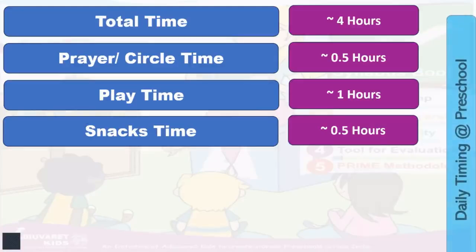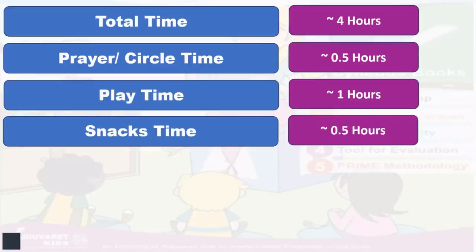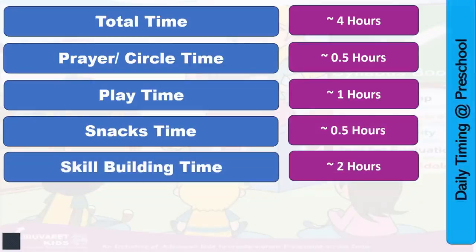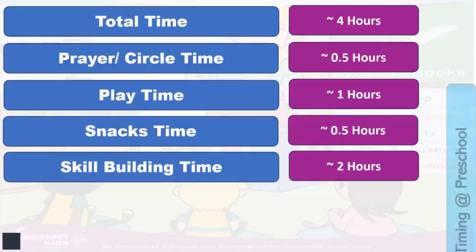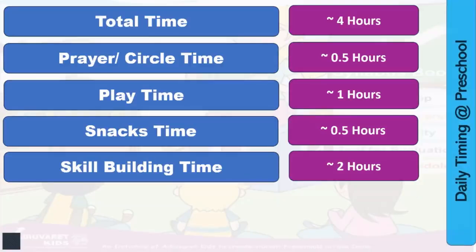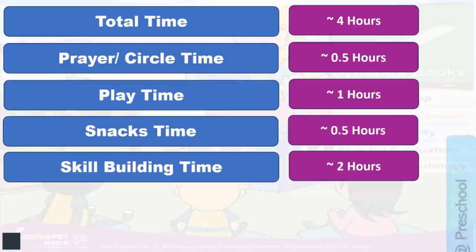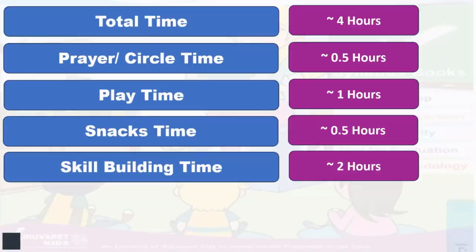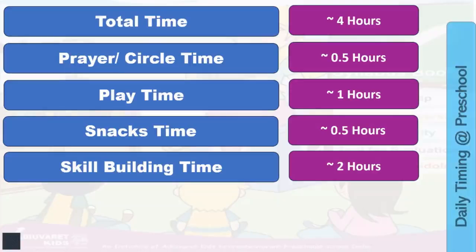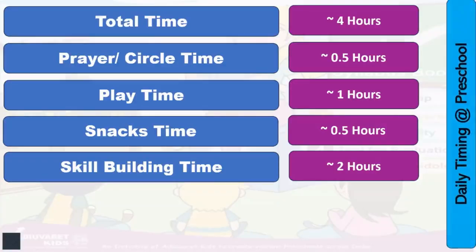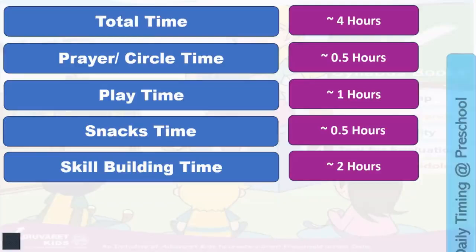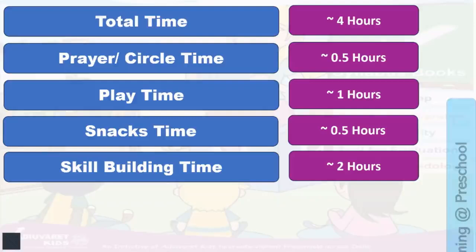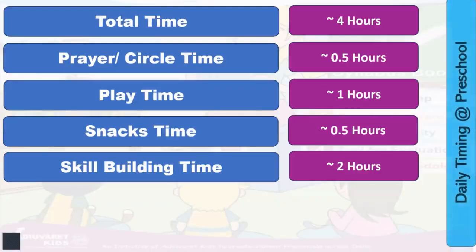So when you remove this playtime, snacks time, prayer and circle time, we are left with only 2 hours, which can be used for skill building purposes. Now, this is very, very important for preschools to remember. If we take into account the 4 to 4.5 hours available in a preschool and, based on that, try to plan the daily teaching activities or skill building activities, it will be a bigger mistake.